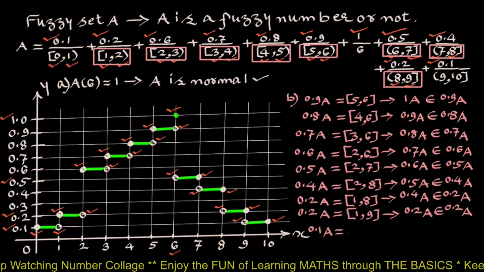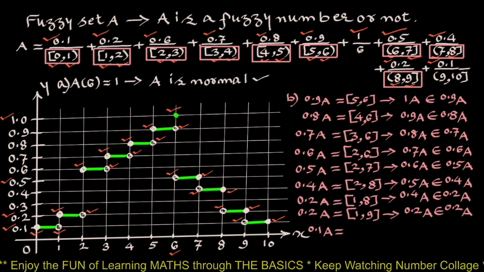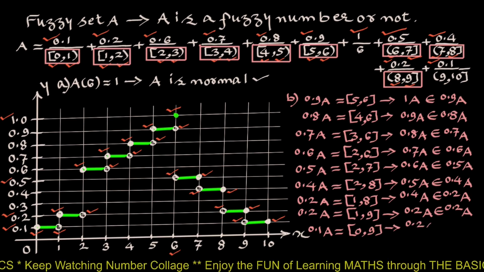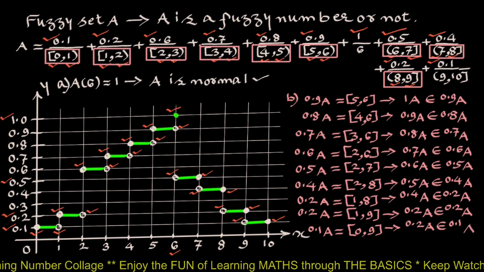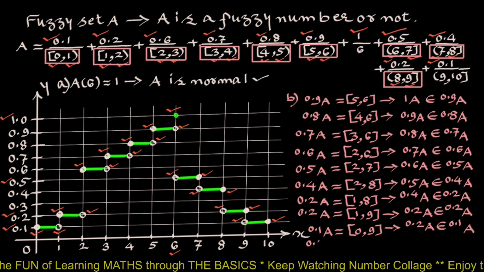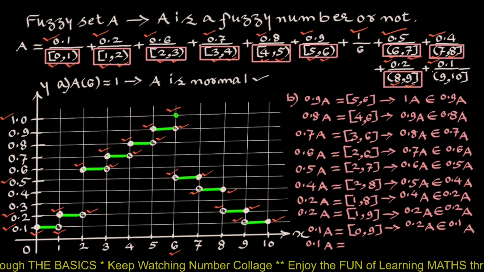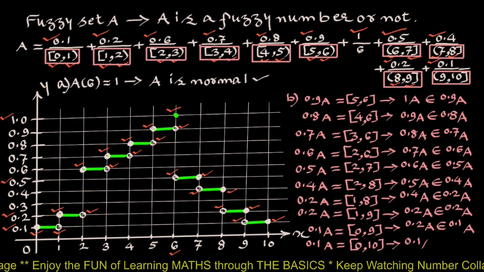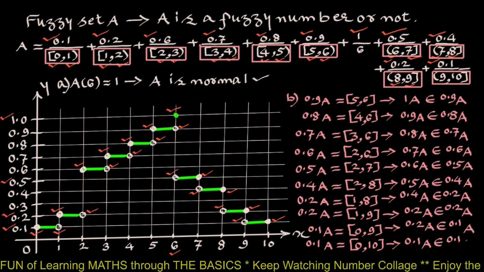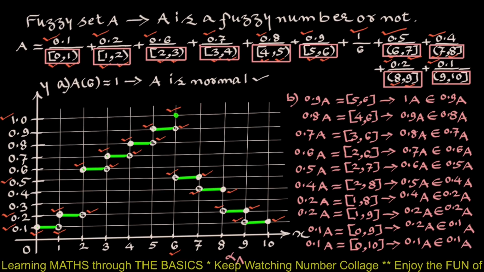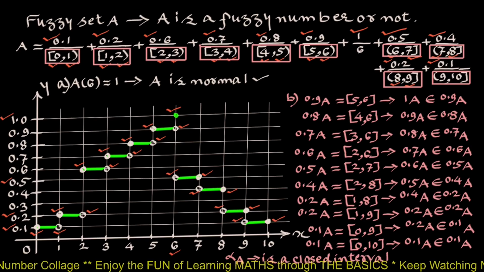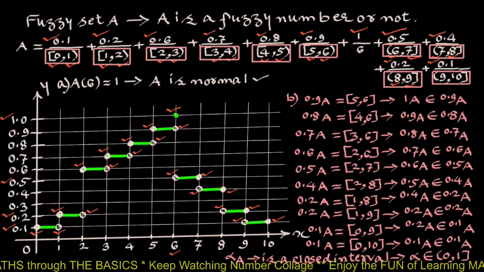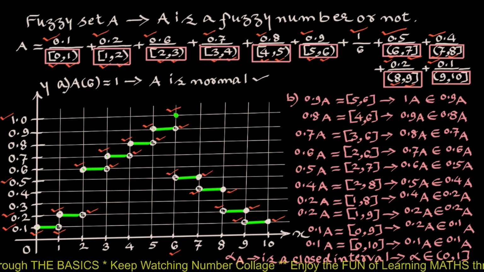0.1 cut A is from its domain, this one is closed interval 0, 9, because 0.2 cut A should belong to 0.1 cut A. And finally, once again 0.1 cut A for its domain, this one is closed interval 0, 10, again because 0.1 cut A should belong to 0.1 cut A itself. Thus, alpha cut A is a closed interval for each alpha belonging to interval open 0 closed 1. Hence, the second condition is also satisfied.